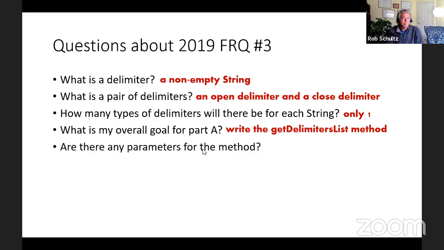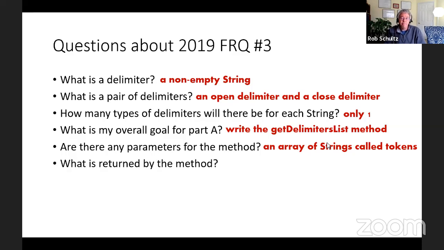Okay. Are there any parameters for the method? Well, hopefully you noticed that the parameter for the getDelimiters list is an array of strings called tokens. Okay, and then as far as what's returned by the method, well, the purpose of getDelimiters is to create an array list that contains all of our open and close delimiters that it finds. So what is returned is an array list of strings containing all of the occurrences of open del and closed del in tokens.